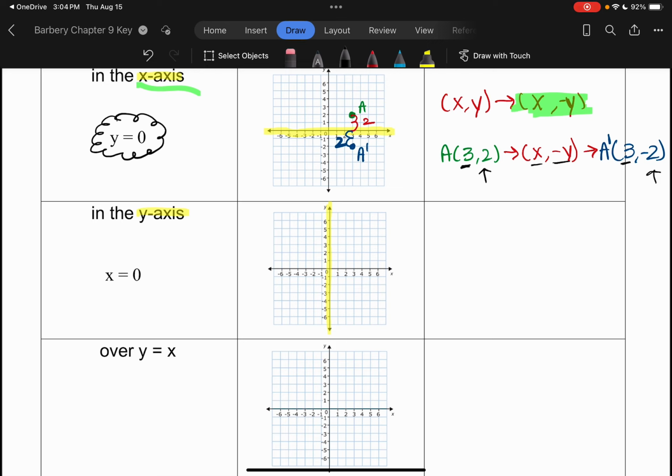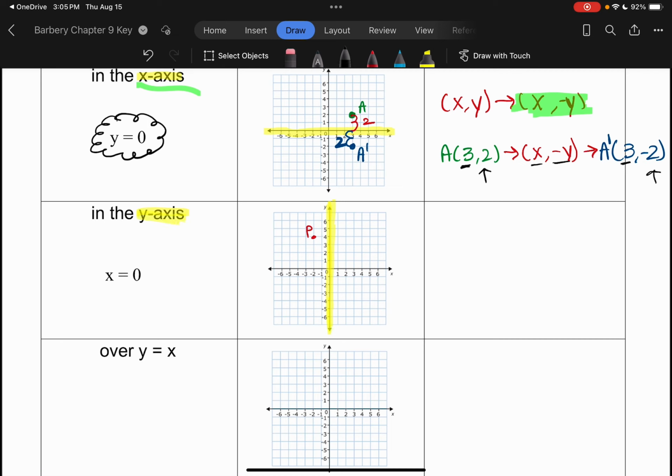Now, if I look at reflections in the y-axis, keep in mind here that we're just going to pick a random point. Let's do -2, 4. So let's say this is point P. Remember, when you're doing reflections, you're counting how far away it is from the line of reflection. My line of reflection is the yellow line, the y-axis, because that's what they're telling us, in the y-axis.